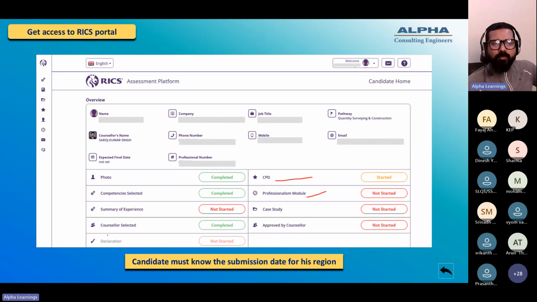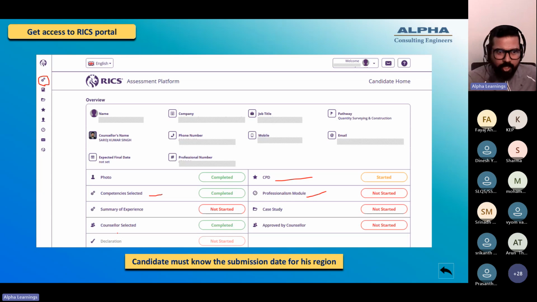Then you have to select the competencies applicable for your pathway. For that, you have to go to the competency selector, which you will find below this tab. You will select all the competencies which are applicable to your pathway, and for that, you have to follow the RICS pathway guide, of course.